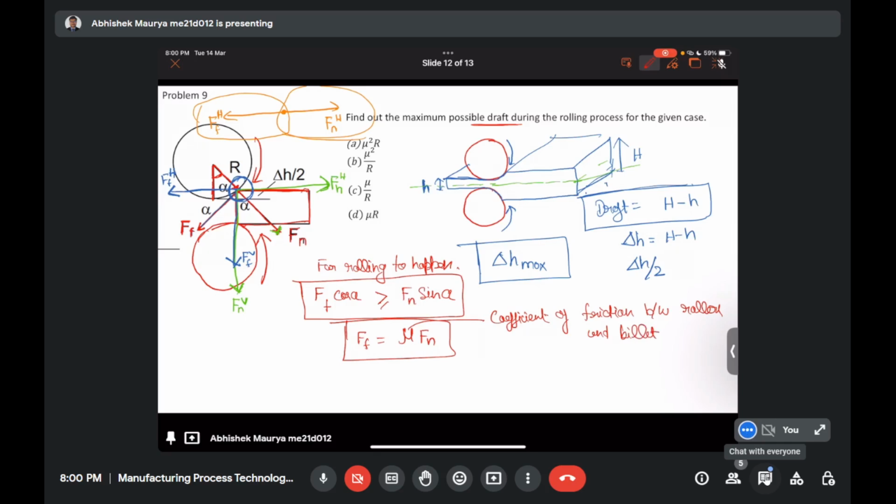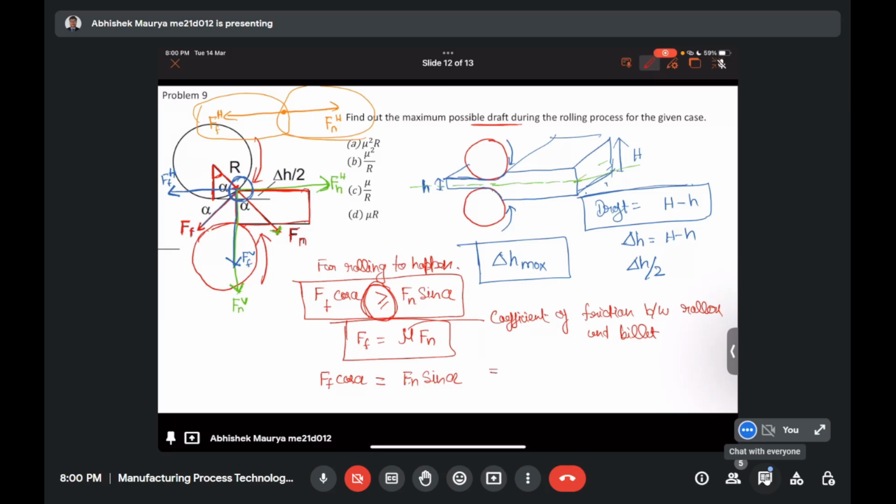Okay, so if you want to know what is the maximum reduction which is possible, in that case this inequality will become equal. The maximum reduction which is possible will come only if the horizontal component of frictional force is equal to the horizontal component of normal force.